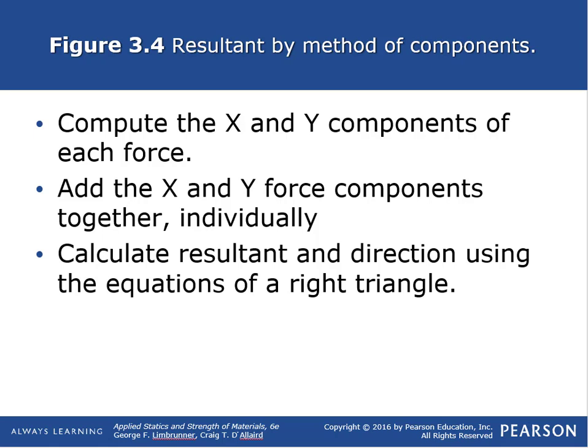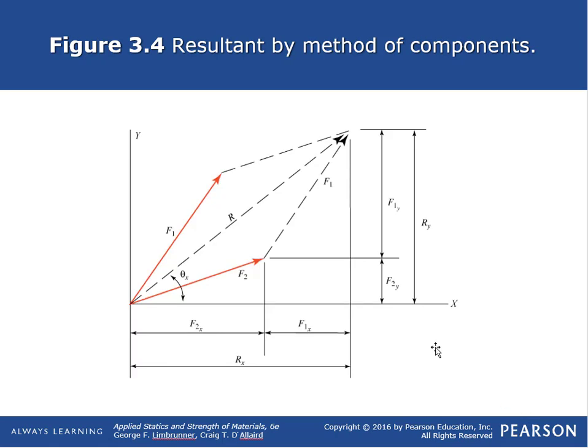So graphically depicted, the resultant by method of components looks like this. We have force 1 and force 2, and then here would be our resultant. We draw the parallelogram. This is the component of force 2 in the x direction, and this is the component of force 1 in the x direction. We add those two together. And over here we have the component of force 1 in the y direction. We add that to force 2 in the y direction, and then we get the resultant of the y.